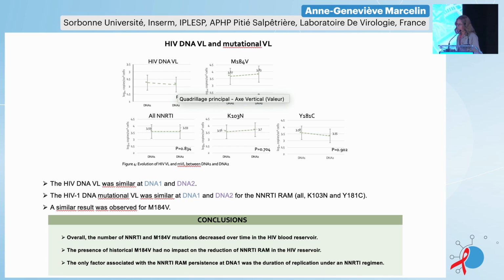So in conclusion, overall, the number of NNRTI and 184V mutations seems to decrease over time in the reservoir. The presence of historical 184V does not seem to have an impact on the reduction of NNRTI RAMs in the reservoir, and the only factor associated with the persistence of NNRTI resistance in the first DNA sample was the duration of replication under an NNRTI regimen. So we observed a first decrease of the mutations and then a kind of plateau, probably because the patients we studied were already suppressed for a long time, 7 years in median.